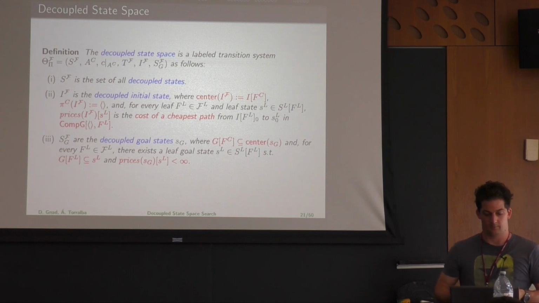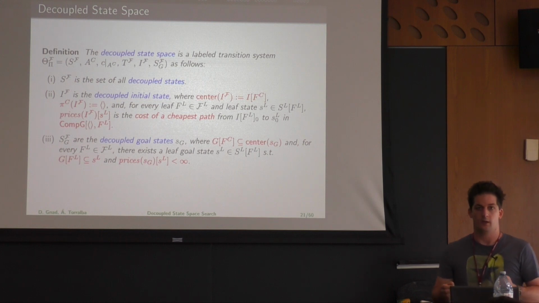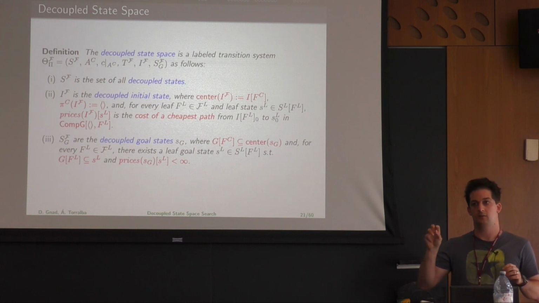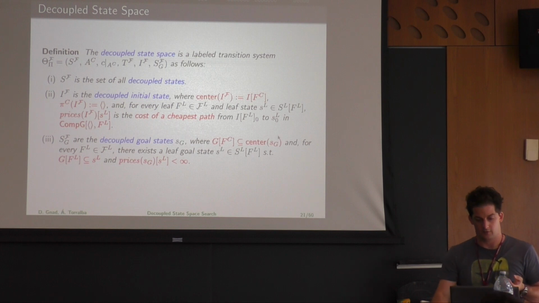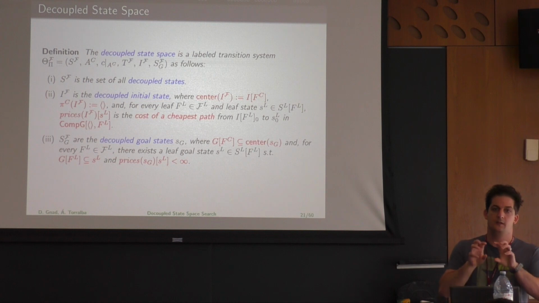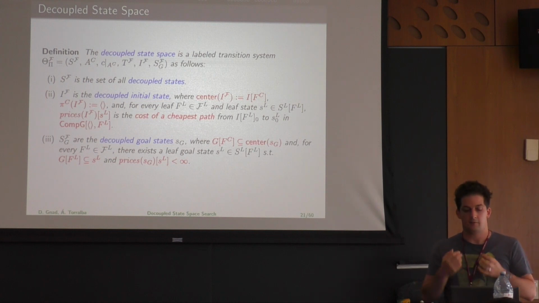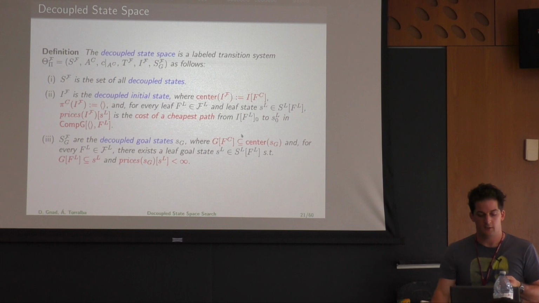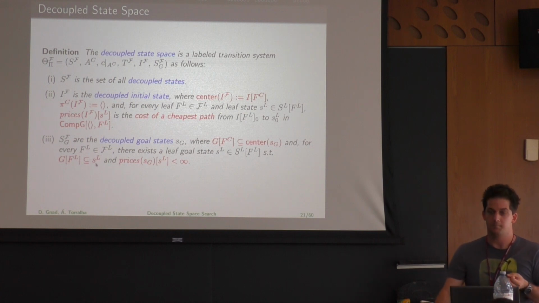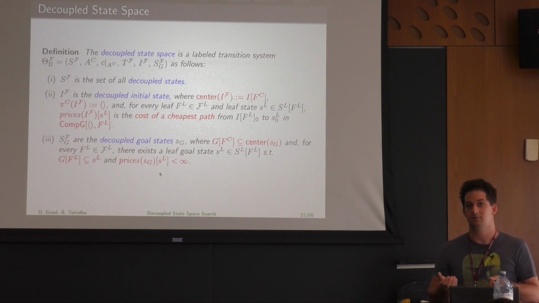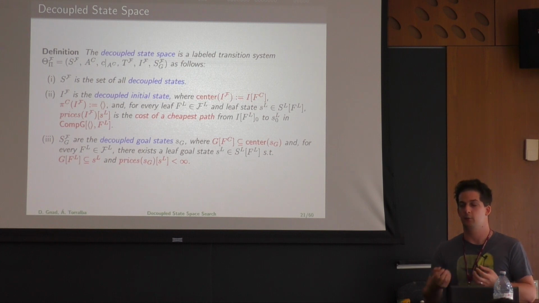And then we have the set of all decoupled goal states, where again we need the center state to fulfill all our goal conditions, which is this statement here. And additionally, for all leaf factors that have a goal condition, we need a leaf state SL that fulfills this condition, and it must have a finite price. Otherwise, if the price of such a state is infinity, it cannot be reached, and we cannot extract a plan from this decoupled state.